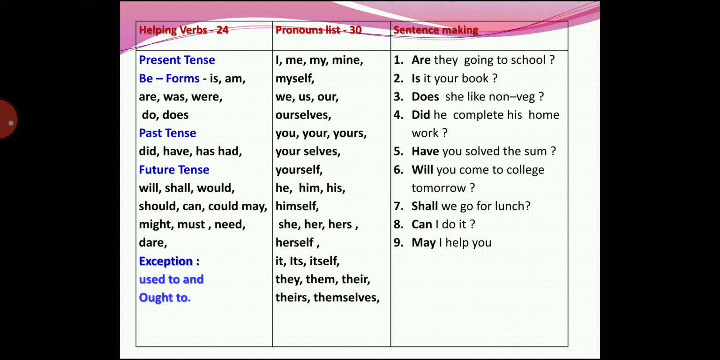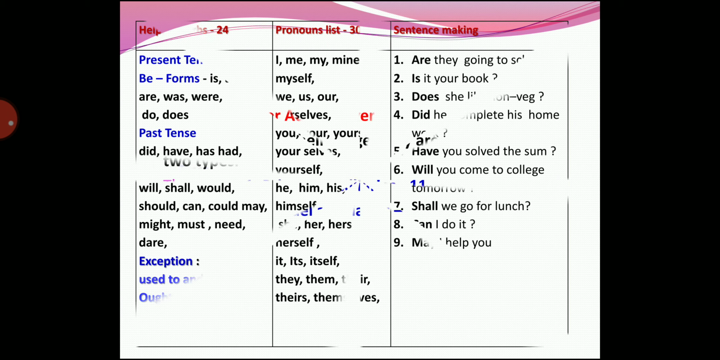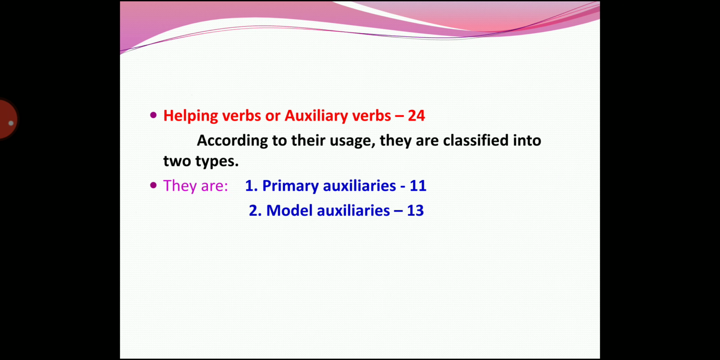sentences of a combination of with W words, as well as an interrogative with helping verbs. Now helping verbs, auxiliary verbs, 24, according to their uses, they are classified into two types. They are primary auxiliaries and modal auxiliaries. Primary auxiliaries are 11, modal auxiliaries are 13. What is the difference between them? Primary auxiliaries can act as a main verb, and modal auxiliaries cannot act as a main verb. So that is the difference.